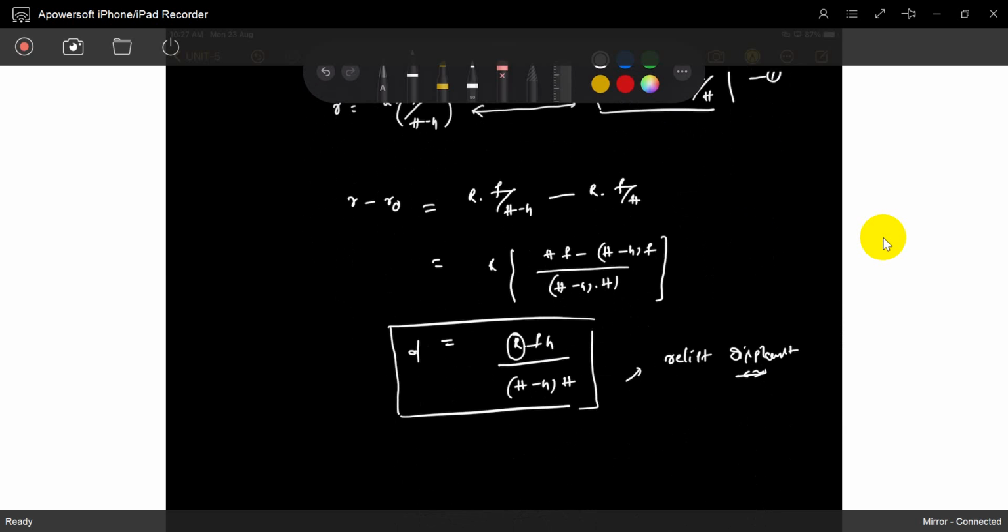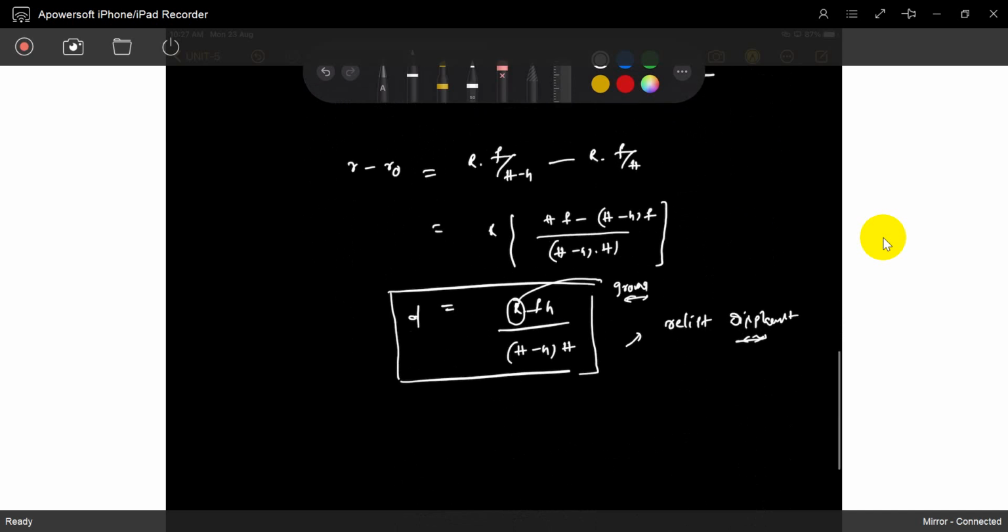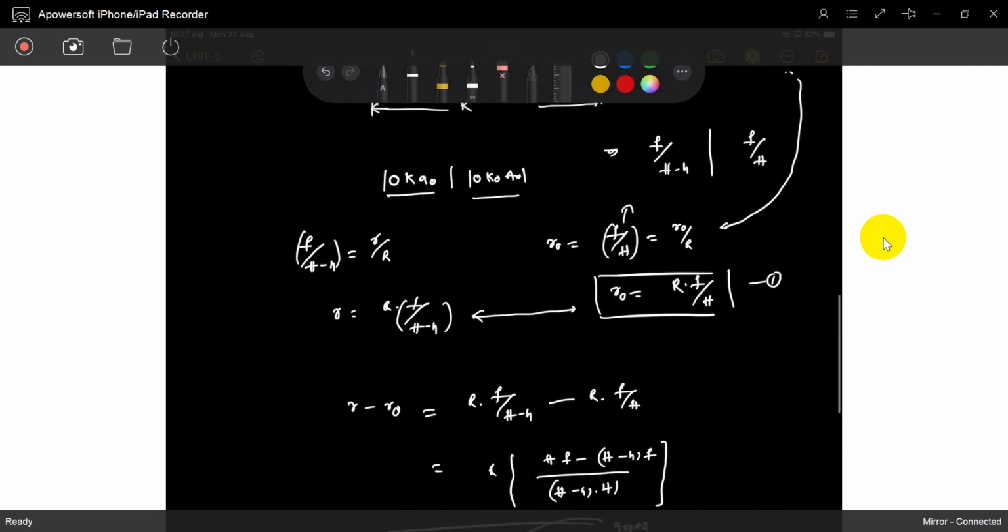This value is on the ground, this r is the ground. So we can convert it. How can you reduce it? See, one thing you can observe. What is r? r you can write as h r naught by f. So same thing here also. r you can write down as r h minus f divided by f.